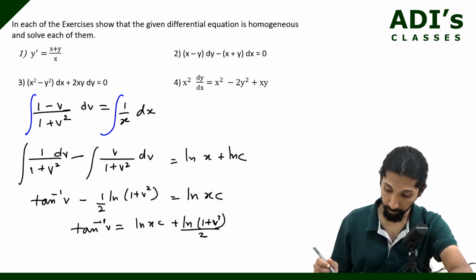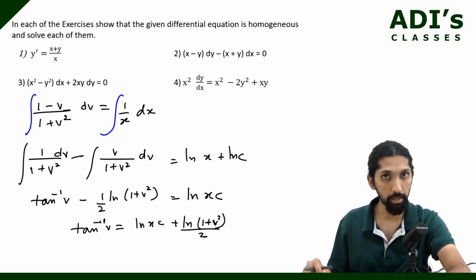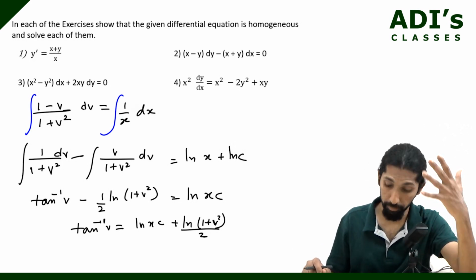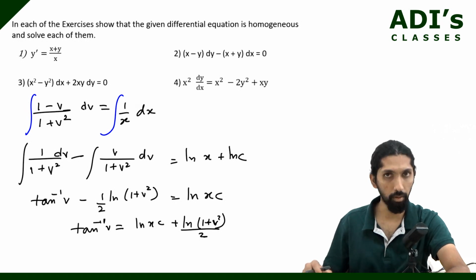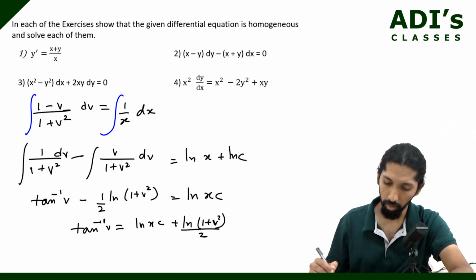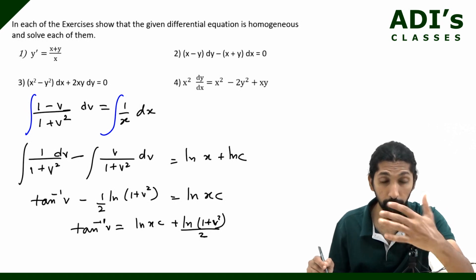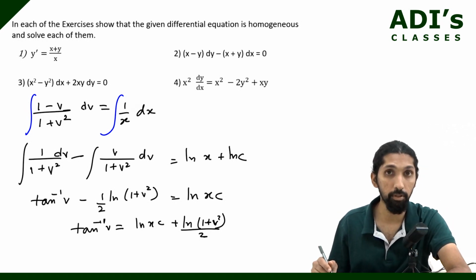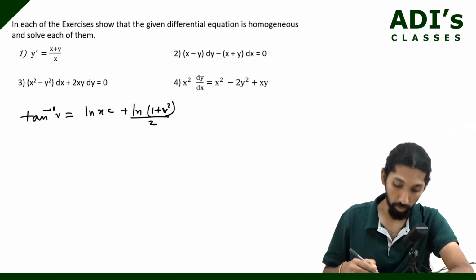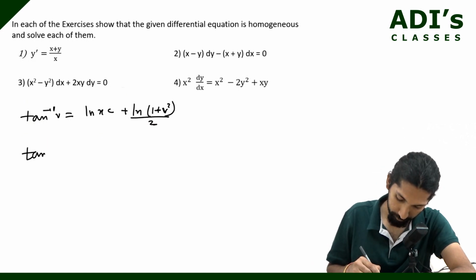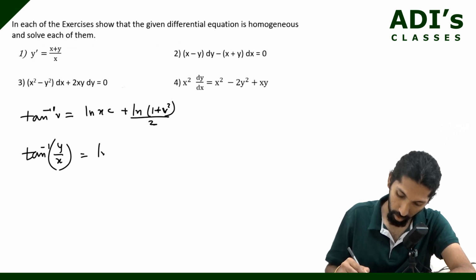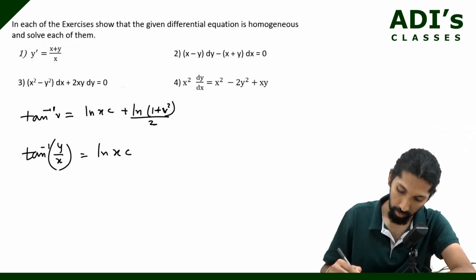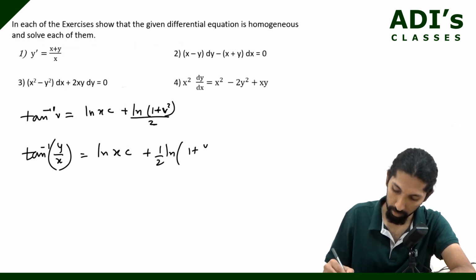Correct? Now, what is v? v is equal to y by x. Substitute. You can directly substitute, or you can simplify it a little further, which is easier. All right? You have tan inverse of y by x is equal to log of x into c plus half log of 1 plus y square by x square.